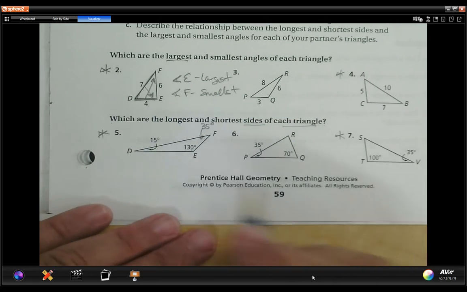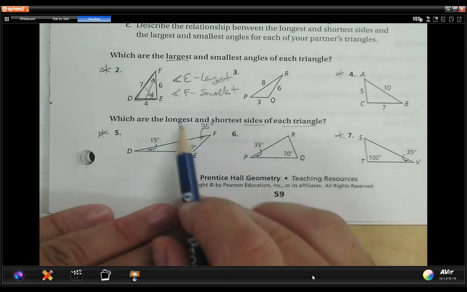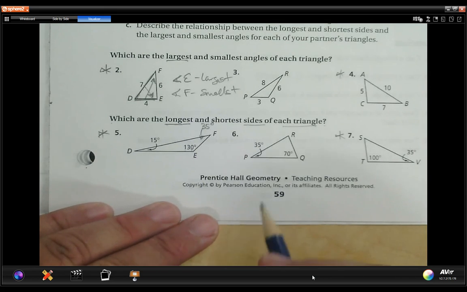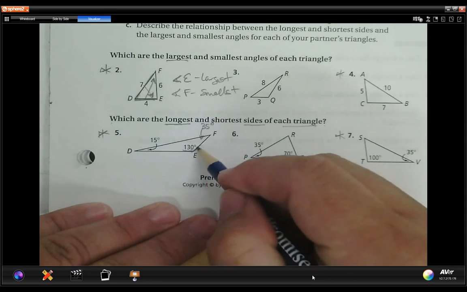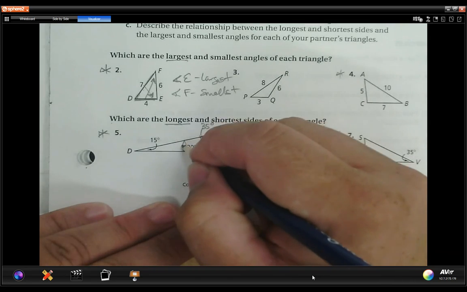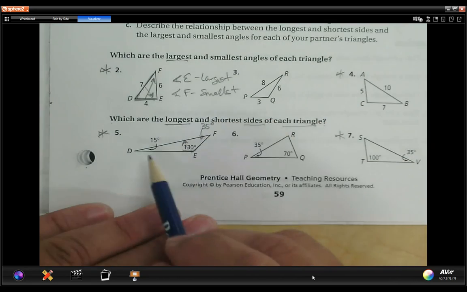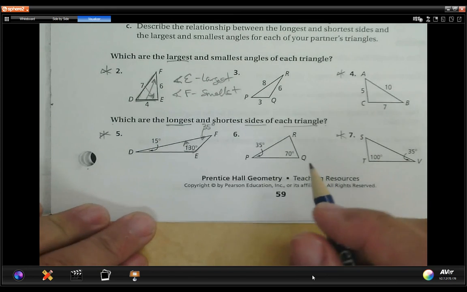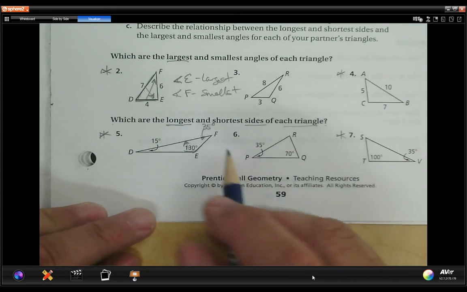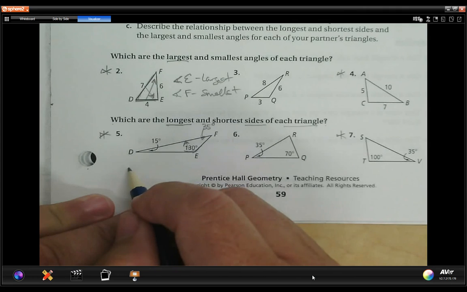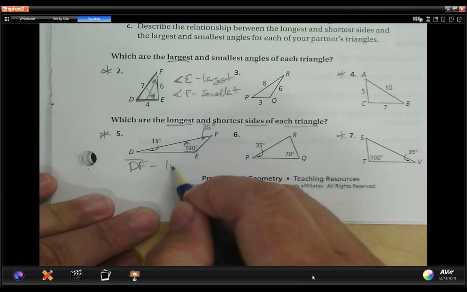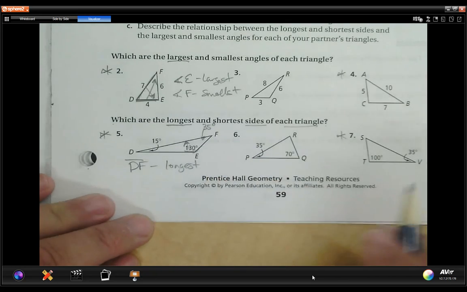So now what are the longest and shortest sides? Well, the longest side is going to be across from the biggest angle. Well, here's my biggest angle right here, angle E. So the side across from that is going to be DF. And really just by looking at it, you can tell, right? Sometimes it may be a little bit more difficult to see, but this one we can see pretty easily. So DF is the way I'm going to describe that, the longest side, okay?